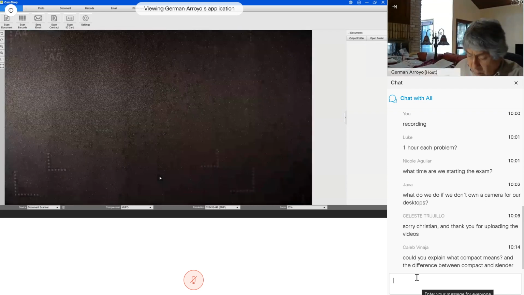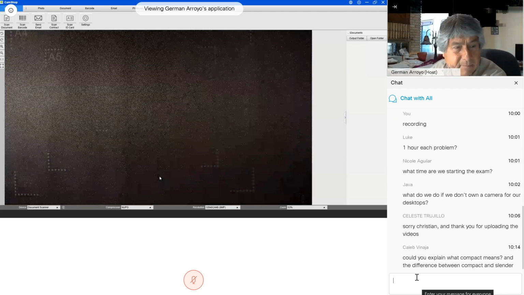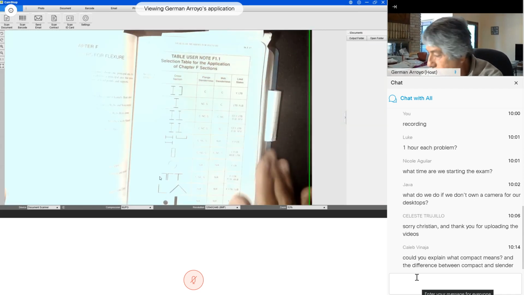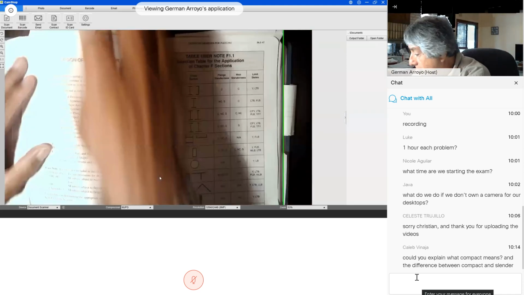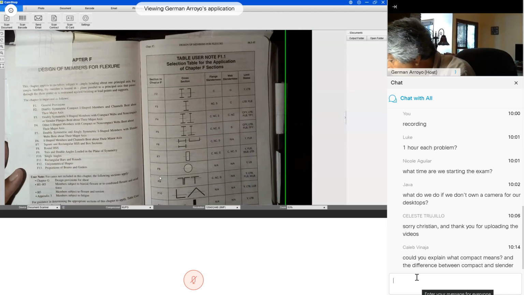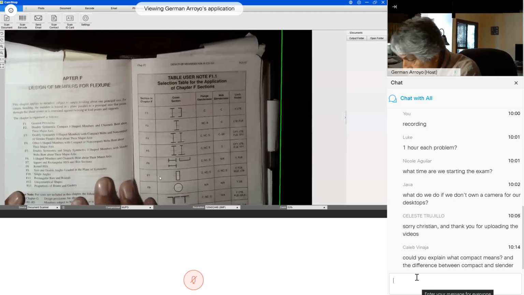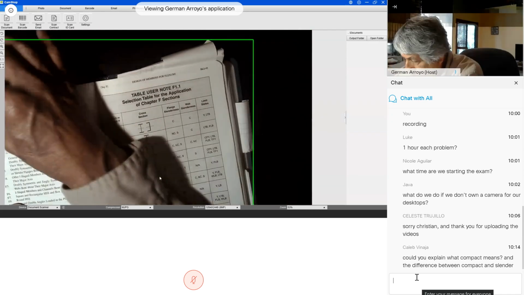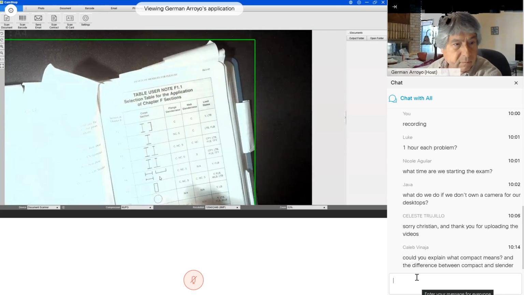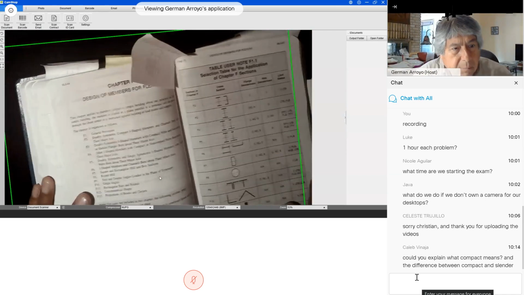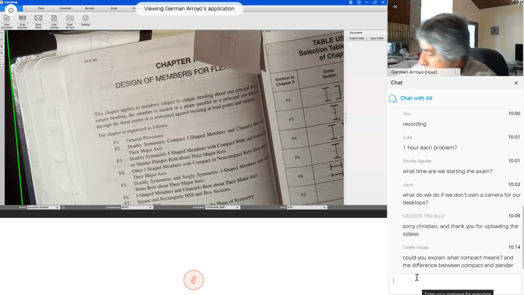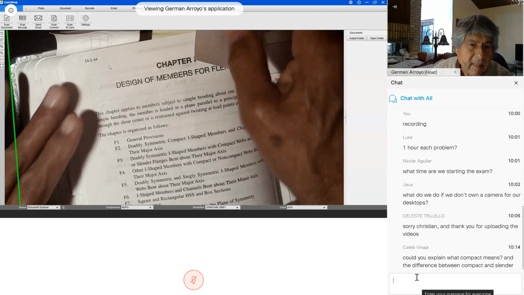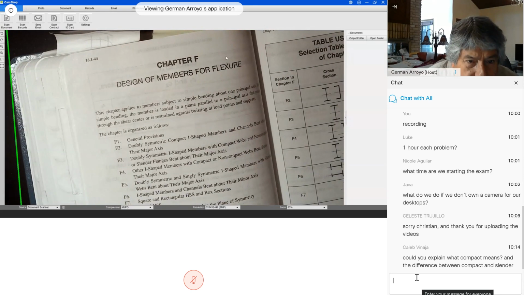So now I'm going to go to the code, to chapter F. This is page 16.1-44. And this is chapter F. And here they give you the design of members for flexure.